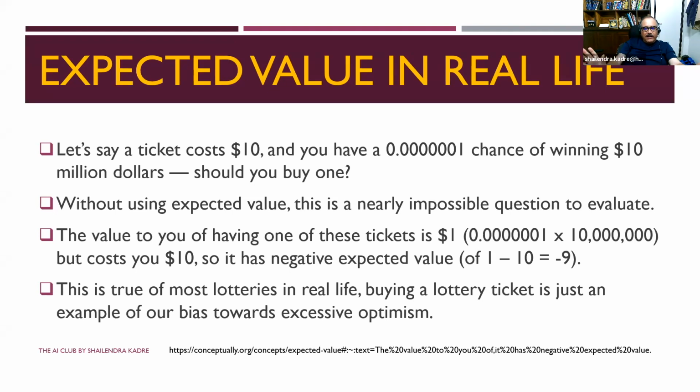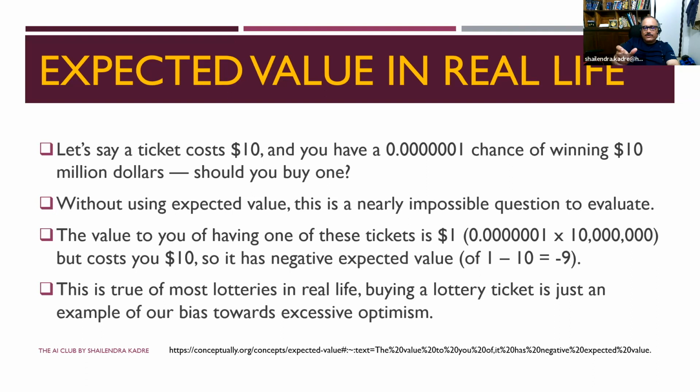Buying a lottery ticket is just an example of our bias towards excessive optimism. It's a state of mind that I may win and I may become a millionaire. It's just a state of mind. But most of the time you are going to lose. Only one person will win, and that also we don't know whether that person will be their own person or their own relative or something. We don't know all these things.